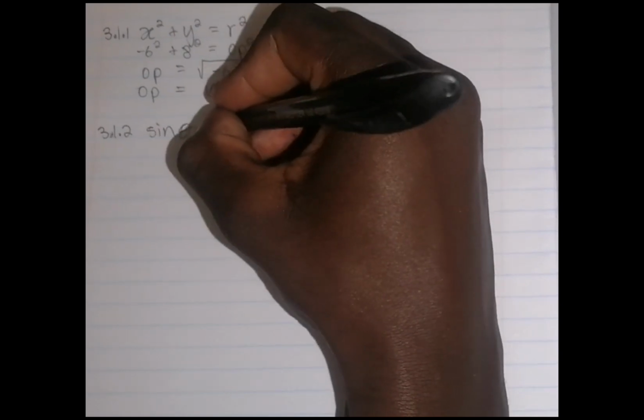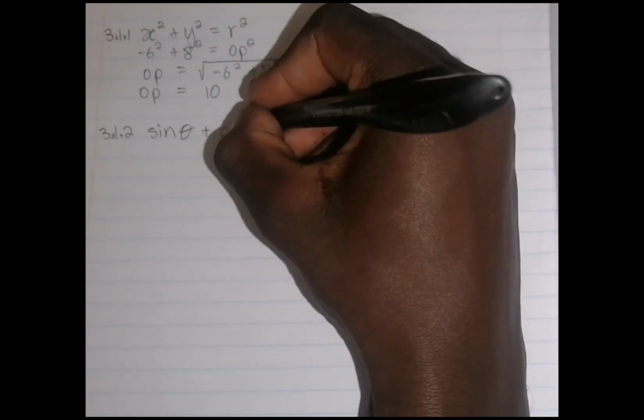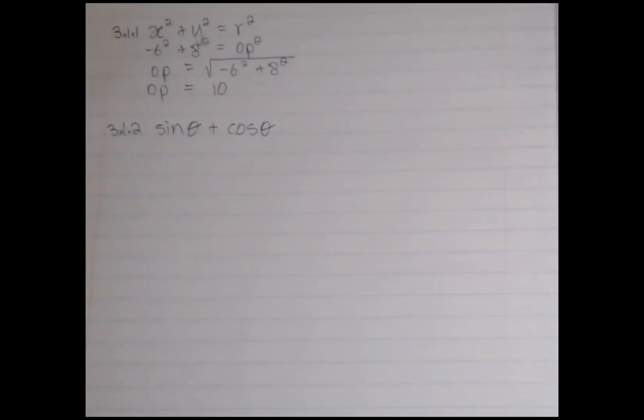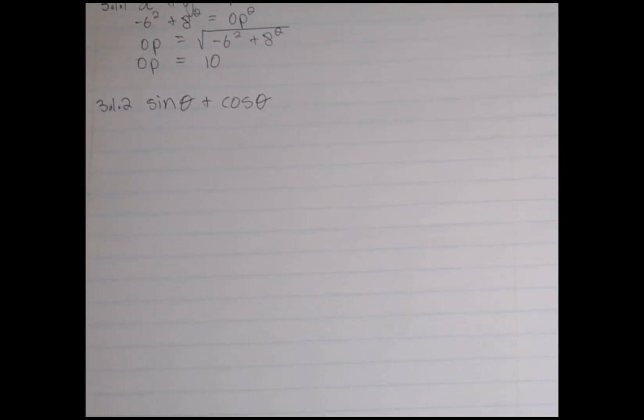it says sine theta plus cos theta. Now sine theta is y over r, cos theta is x over r. We already have our x value, our y value, and we've just found our r value, which is 10. So we're going to substitute the values of sine and cos with the values that we got from the statement and our answer in 3.1.1. So sine is y over r, so y is 8 over r, which is 10, plus negative 6 over r.